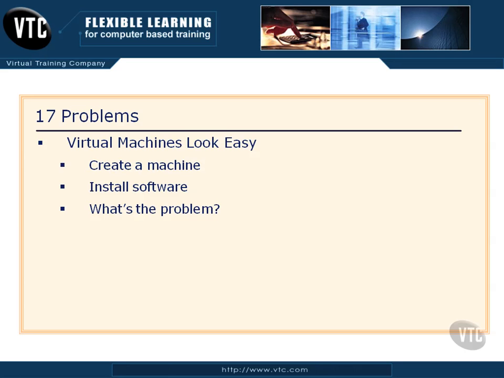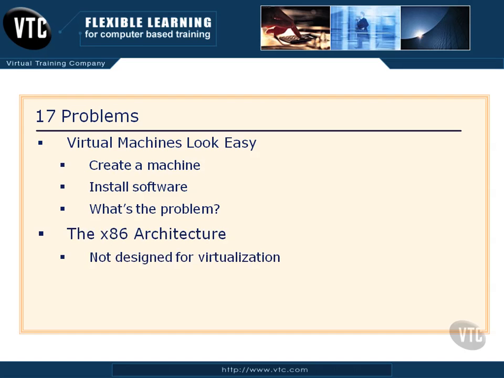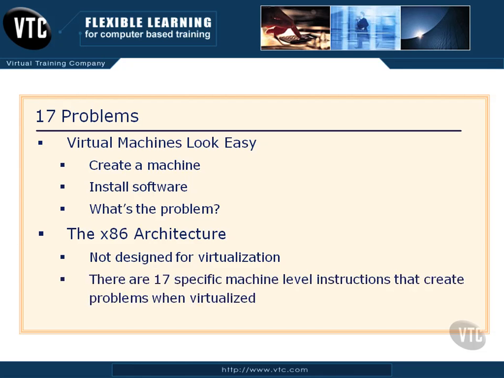Well, like everything else in life, if it looks easy, it's probably because somebody's worked very, very hard to make it look that way. Let's talk about the x86 architecture. The x86 architecture was built on a design structure and a machine instruction set on the CPU that was most definitely not designed for virtualization. The processors weren't ready for it. They didn't like it when it came.